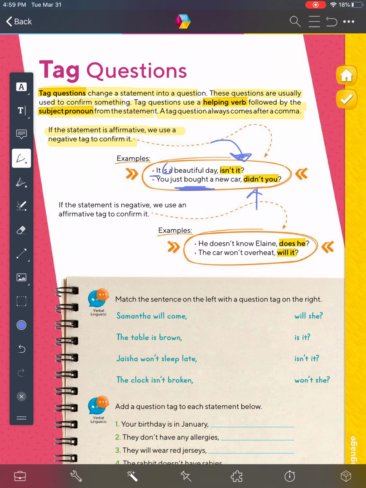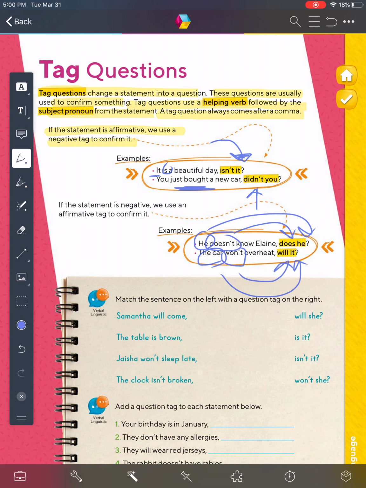Now, if the statement is negative, we use an affirmative tag to confirm it. He doesn't know Elaine, does he? So we have doesn't in negative, we pass it to affirmative. And we have he, so we use the same subject. Now, the next sentence is, the car won't overheat. Will it? So the verb is won't. It is the negative form of will. So in the tag question, we use the affirmative form, which is will. And if we use the subject pronoun for car, the car is it.